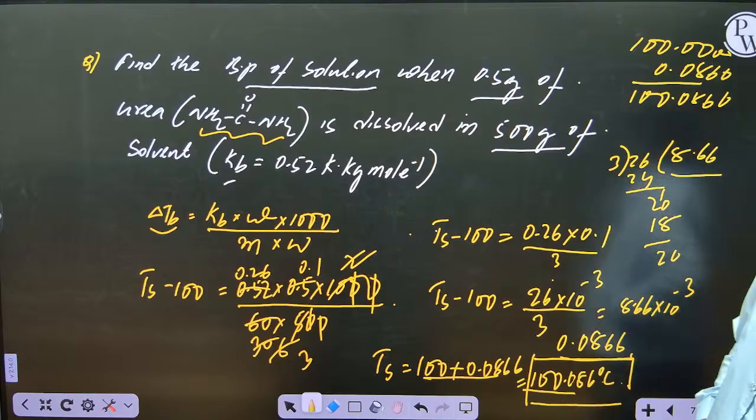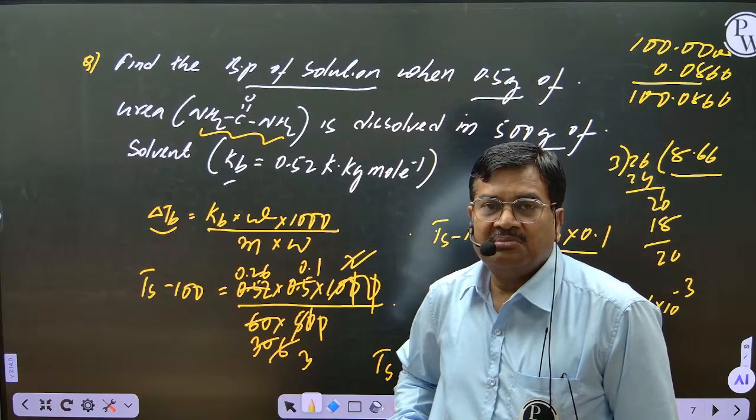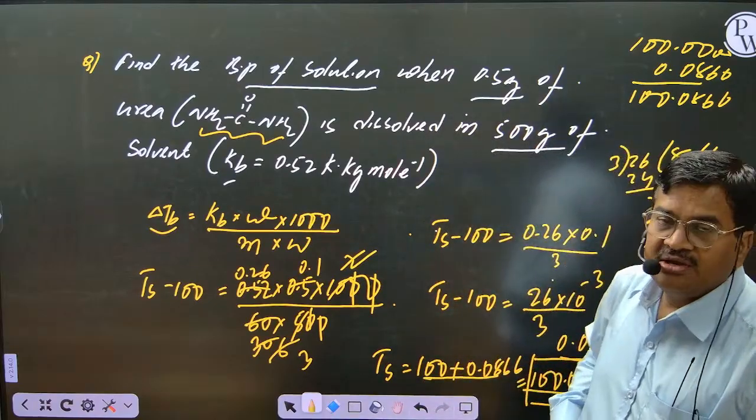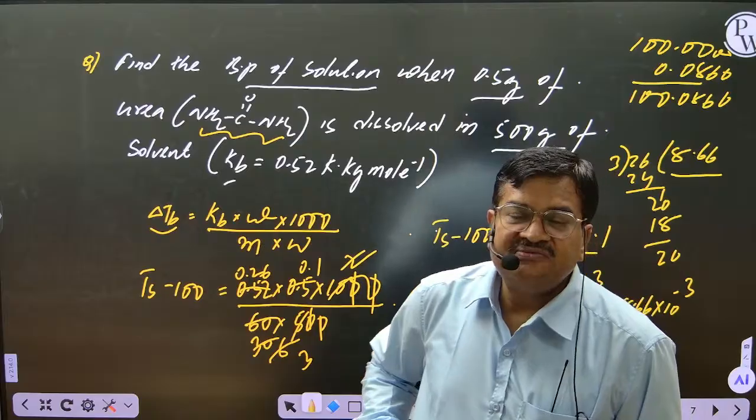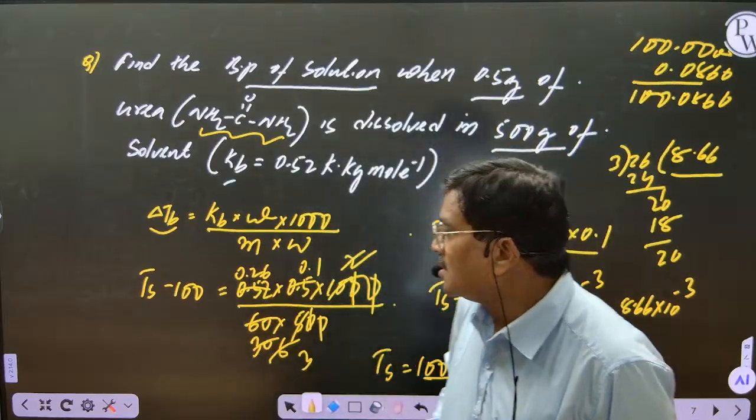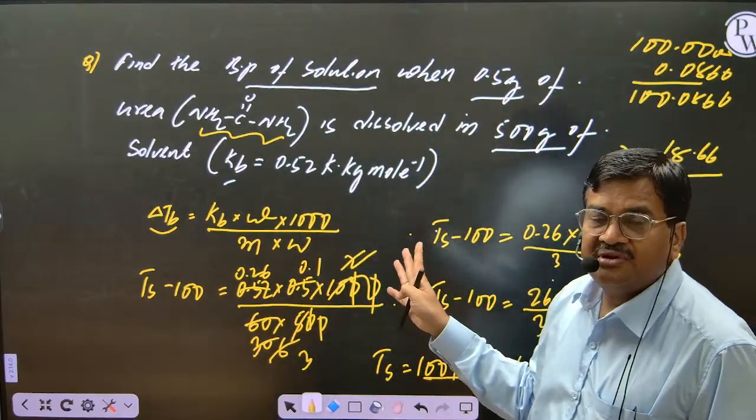Clear, students? This is what elevation in boiling point is. Now the next colligative property we have to discuss is depression in freezing point. Copied, all of you? Clear from all of you?